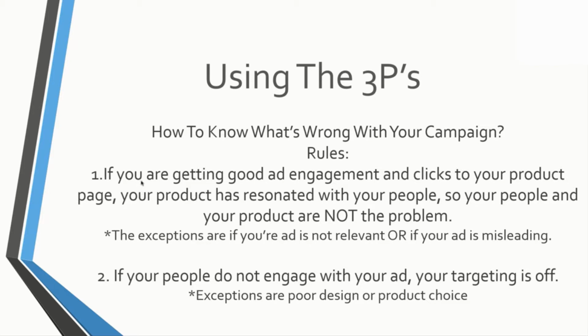So rule 1 is if you are getting good ad engagement and clicks to your product page, your product has resonated with your people, so your people and your product are not the problem. Okay? So if you're getting good engagement and clicks on your product page, so people are seeing your ad, they're clicking over to your product page, that means that the product has resonated with your people. That means that you have a connection between your people and your product.